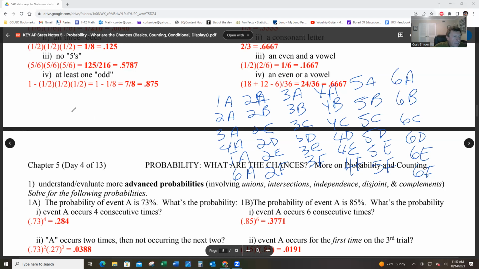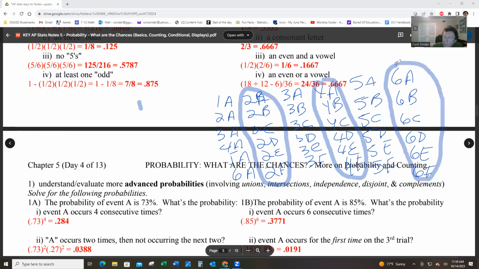Okay. So let me go for my highlighter here. So an even number is going to be all the 2s. There's 6 of those, all the 4s of the 36 combinations here, and all the 6s. 2, 4, 6. So that's 18. And that's where you get that 18 right there.